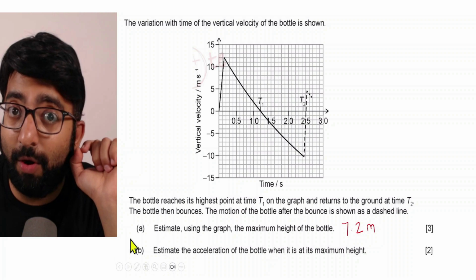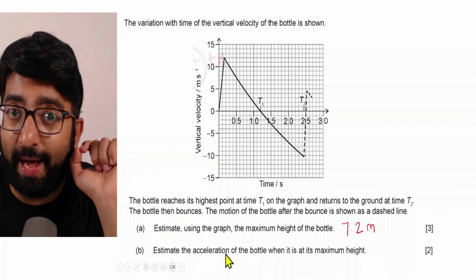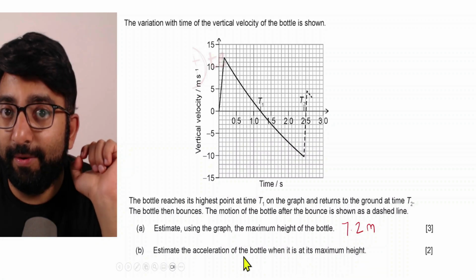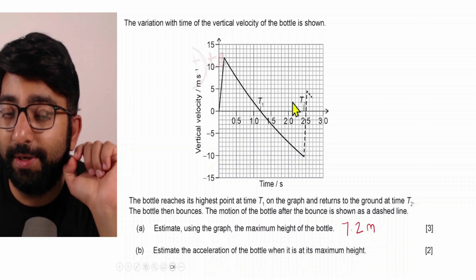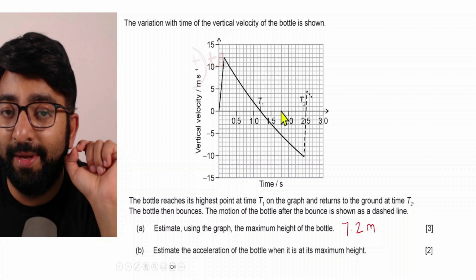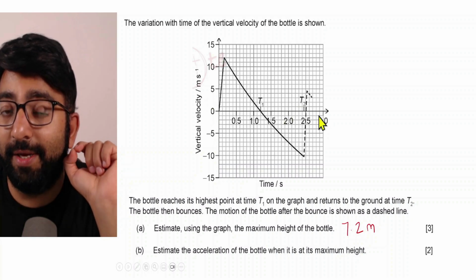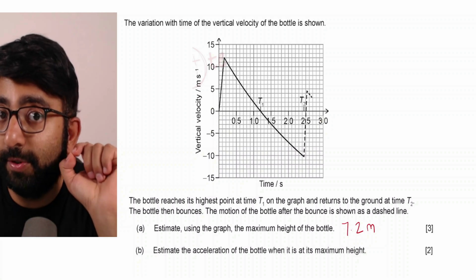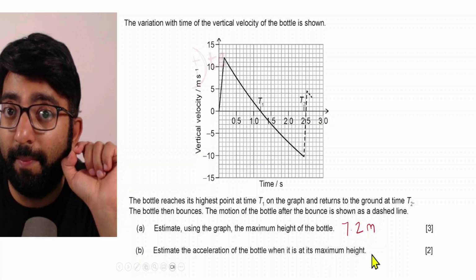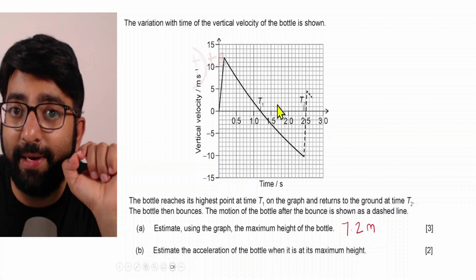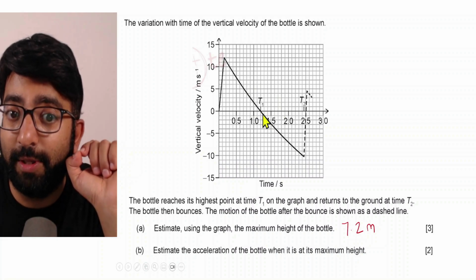Now, in part B of the question, we need to identify the acceleration of the bottle when it is at the maximum height. And to find the acceleration from a velocity time graph, the logic is simple. How do we do that? The gradient of a velocity time graph gives us acceleration. And since we are supposed to find the acceleration at the maximum height, which happens at t1 seconds, that means we need to find the value of the gradient of the graph at the point t1.